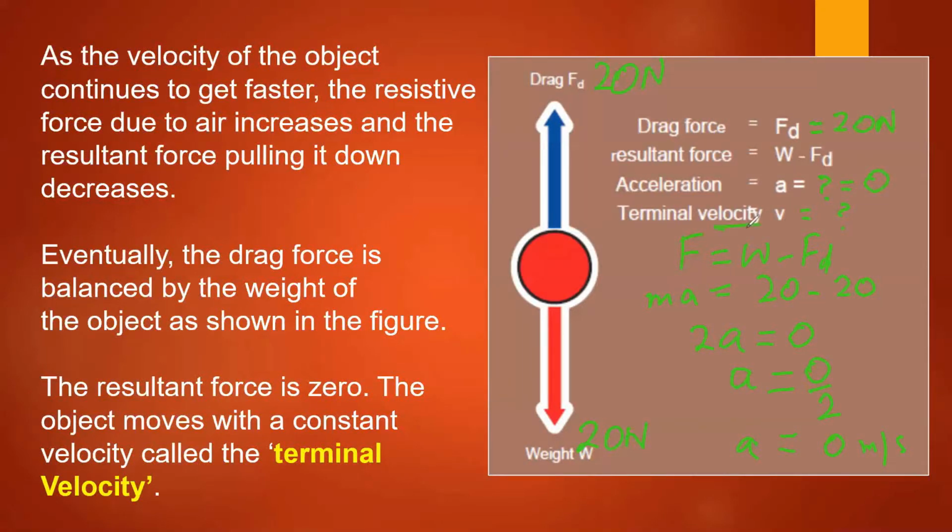So what is a terminal velocity then? The terminal velocity is the constant velocity when acceleration is 0. So we call this term the terminal velocity here. Now the object is moving with constant velocity when acceleration is 0.